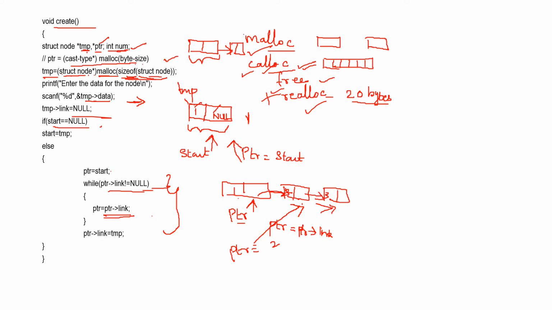Okay, and then again the program control comes to the while loop. Now the PTR is pointing to the third node, and PTR of link refers to null only, because there is no other node next to the third node. So the condition failed. By that time, the program control comes out of the while loop, and by that time we are just writing the statement PTR of link is equal to temp.